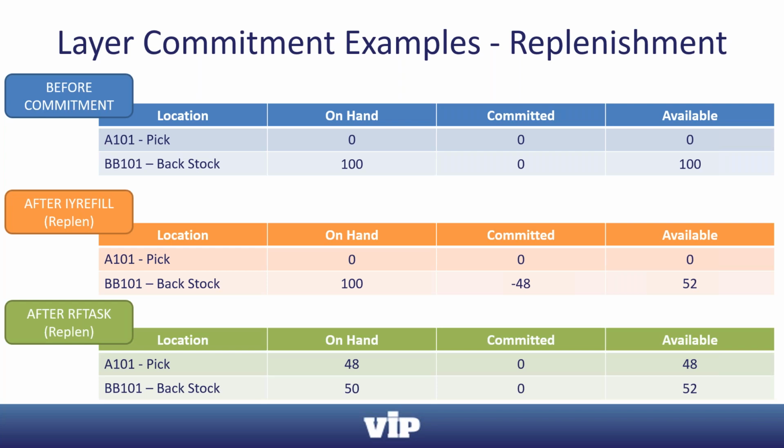If I complete that task, this is then what the layer file will look like. You can see that on hand went to 48 for the pick, and that the backstock location really should say 52 on hand and 52 available. My apologies for that. Those should match. But anyways, what we're seeing there is basically that the product has actually been moved. The commitment is no longer there.